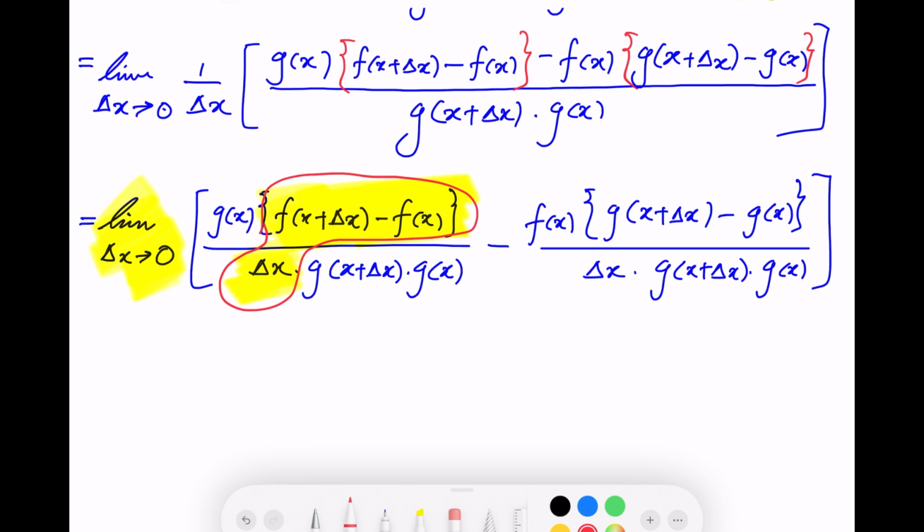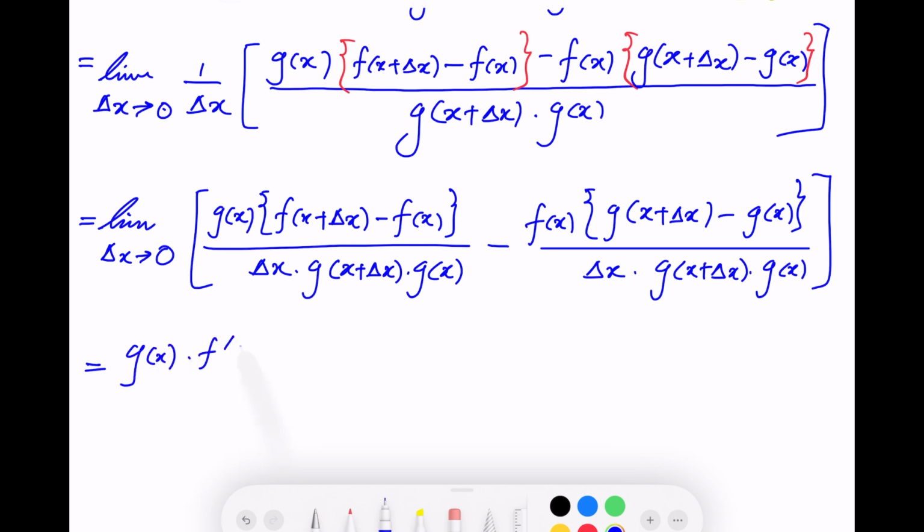And for the rest, I can directly substitute delta x approaches 0. So let me do that part first. This is therefore equal to, I have a g of x and I have the first derivative of f of x, which I write as f prime x, and then from these two terms, when delta x is equal to 0, it's going to be g of x times g of x, which will be simplified to become g of x squared.